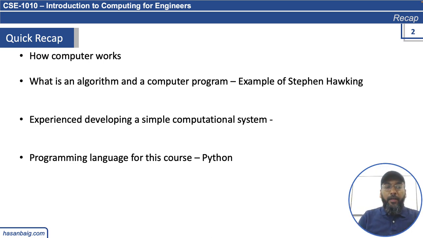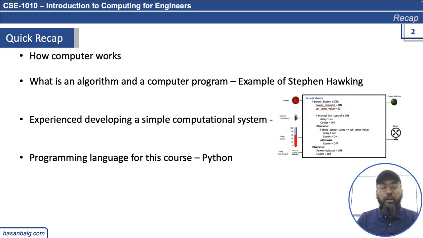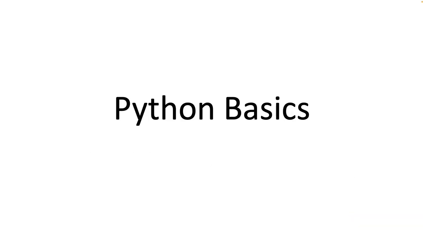And then we discussed how to develop a digital system. We specifically talked about developing a system which could turn on the cooler if the button is pressed manually or if the temperature rises above a certain threshold value. Finally, we discussed that in this course we are going to learn the Python programming language. So let's move on to discussing the Python basics.